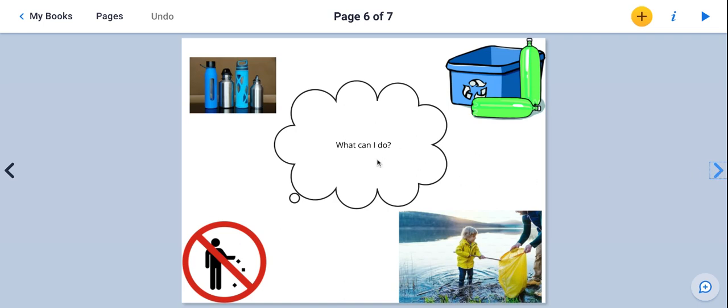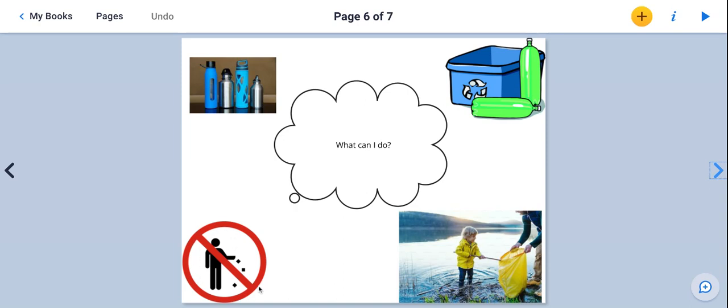So what can we do? You might be thinking, I'm just a kid at home. Well, one thing you can do is to reduce your use of single-use plastics. Always use your reusable water bottle. If you have to use a single-use plastic, the best thing to do when you're finished is to recycle it. Ask your parents what's the best bin to put it in.